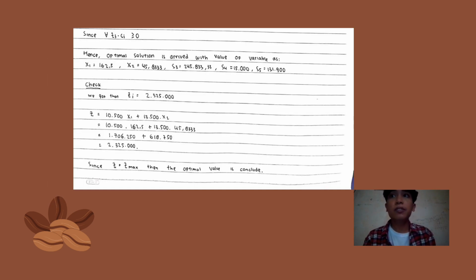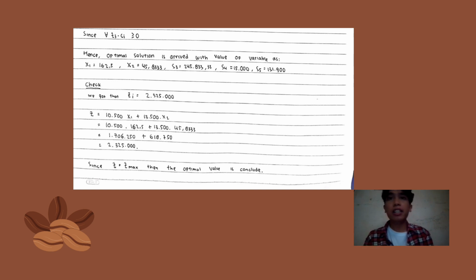That is, the optimum solution is arrived at with the values of the variables as x1 equals 162.5, x2 is equal to 45.8333, and s3 is equal to 245,833.33, s4 is 500, and s5 is 131,900. Okay, so after that we want to check it, right?